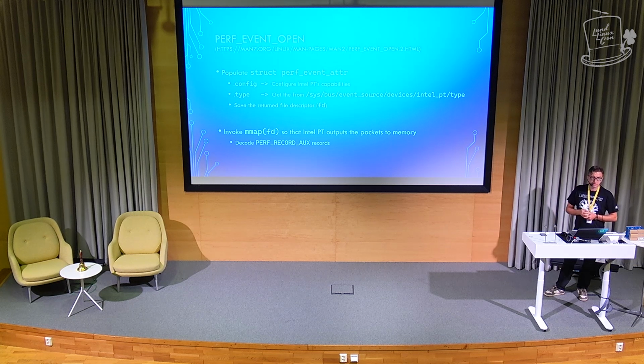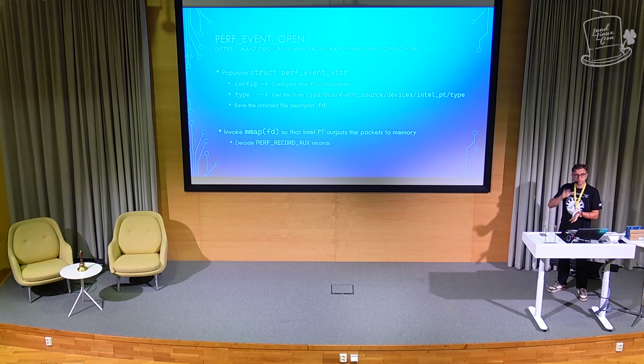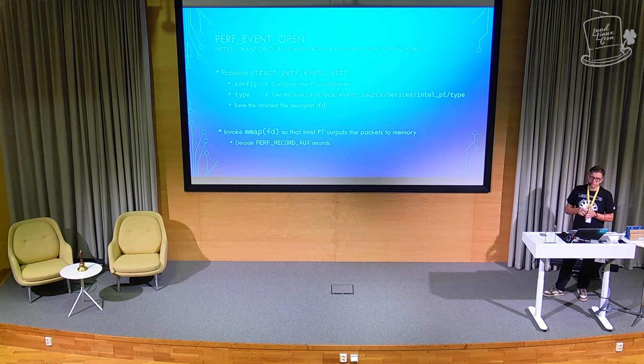You get the file descriptor back, and then you do an mmap towards that file descriptor in order to give memory to the Intel PT hardware so that all these packets that the Intel PT outputs will be placed in that buffer of memory. Of course, you have to do a bit of mmap tricks, as the manual says. And in that memory, you will have the so-called auxiliary records coming from the kernel, and you have to decode those records, and there you have the Intel PT packets.